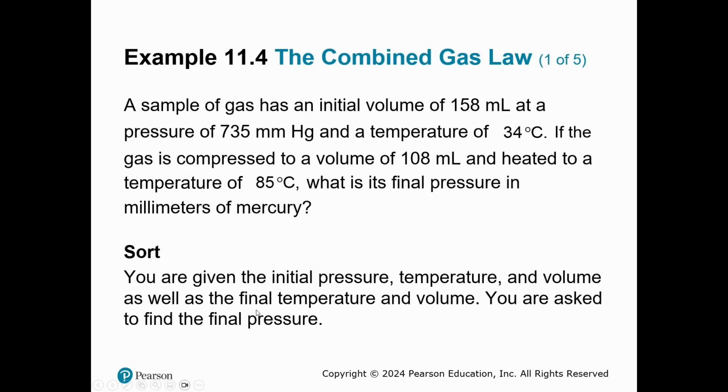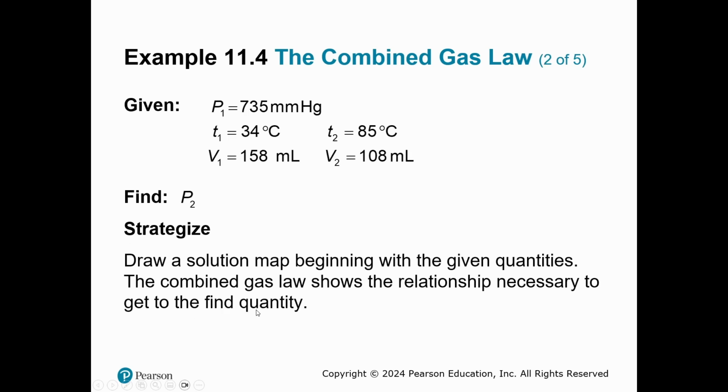So for the combined gas law, we're now going to have 3 different values. We have volume, pressure, and temperature. We talked about how these each relate to each other individually, but now we're going to show how they relate to each other as a group. Essentially, all the relationships between the 3 stay the same.